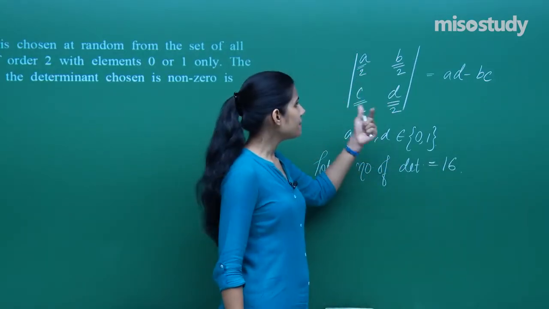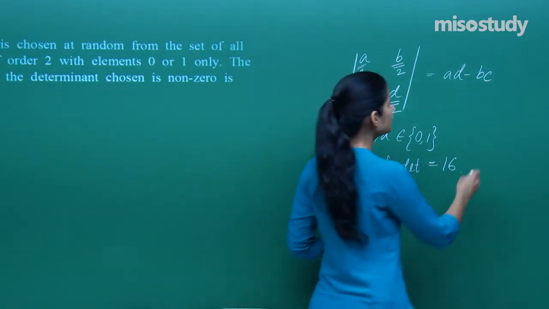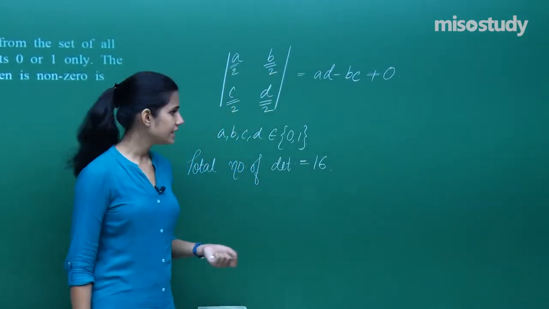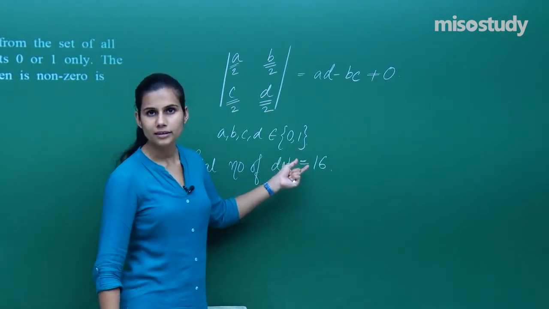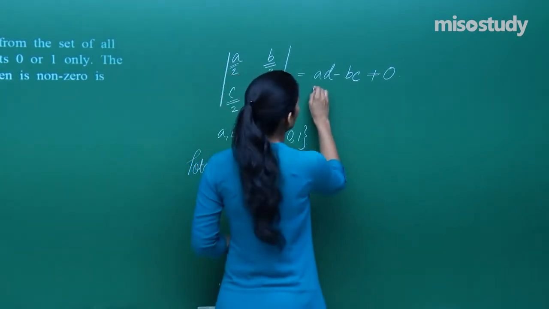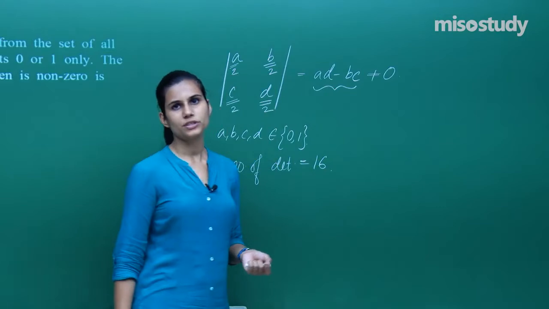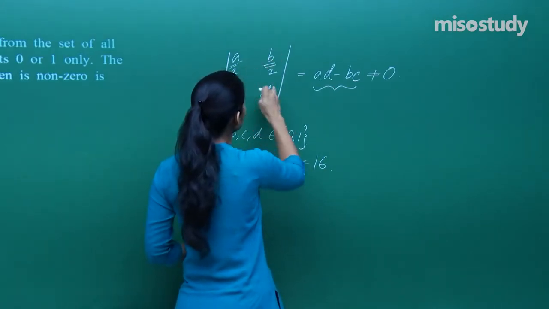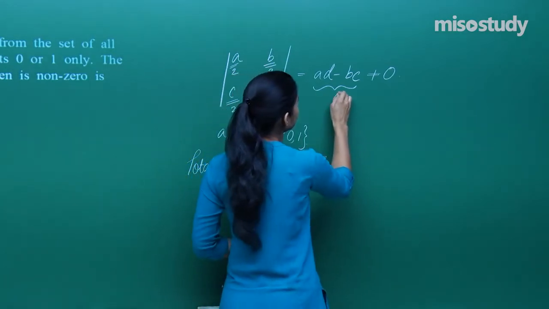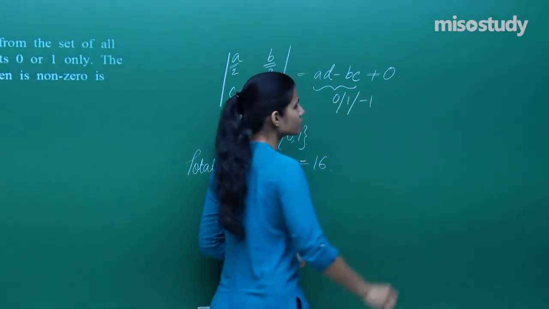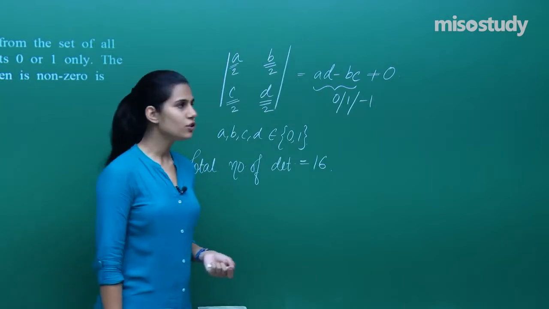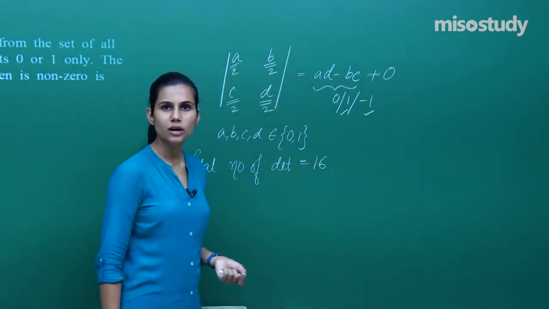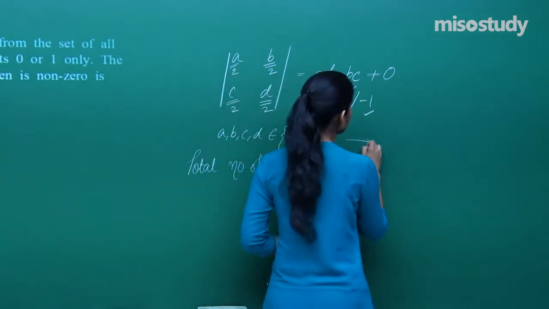Out of them, how many will be non-zero? Now I want AD minus BC to come out to be non-zero, and you also know that A, B, C, D, each of them can either be 0 or 1. Now what all are the cases of this particular number? Because this is either 0 or 1, AD minus BC will either be 0 or 1 or minus 1. I want determinant to be non-zero, that means I want the case of 1 and minus 1 to occur, I don't want the case of 0 to occur. And when can that happen?